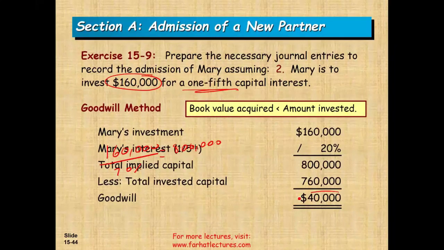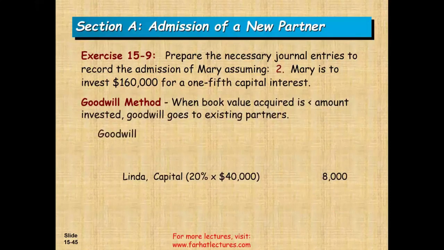It means there is $40,000 goodwill. Again, the 760 is what Beth, Linda, and Steph's balances are, and add Mary to them. But the company is worth 800,000 because Mary was paying 160 to get only 20%, which makes the company worth 800,000. So there's a goodwill of $40,000. Obviously, what do we need to do? We need to record the journal entry.